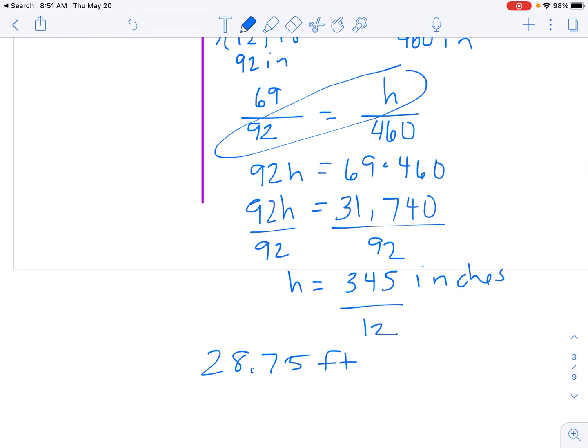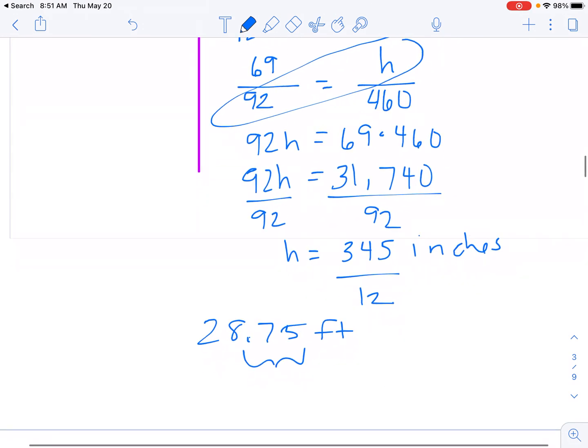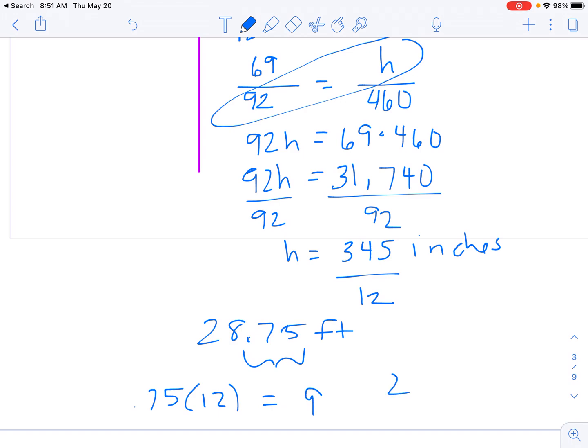So then I can convert 0.75 into inches by multiplying 0.75 times 12. 0.75 times 12 is 9. So my height of the telephone pole is 28 feet, 9 inches.